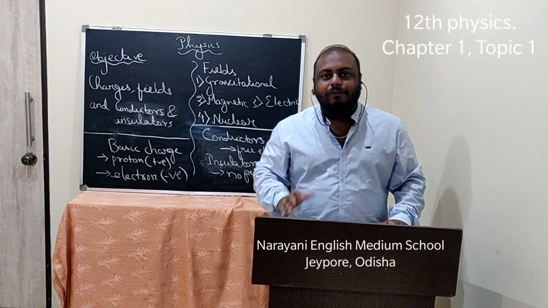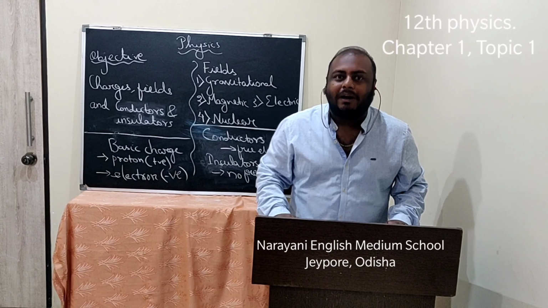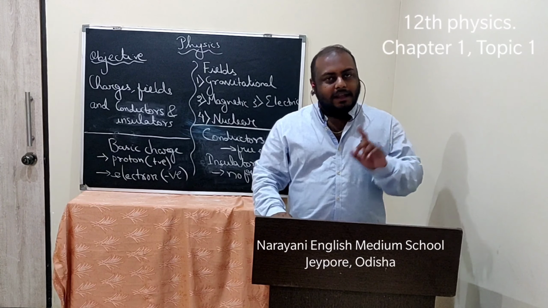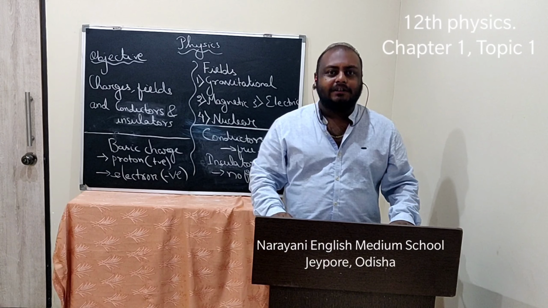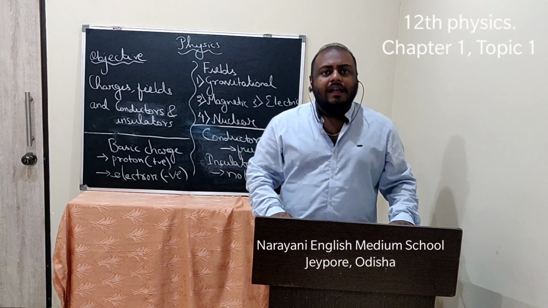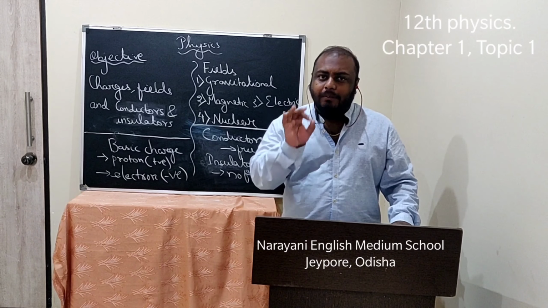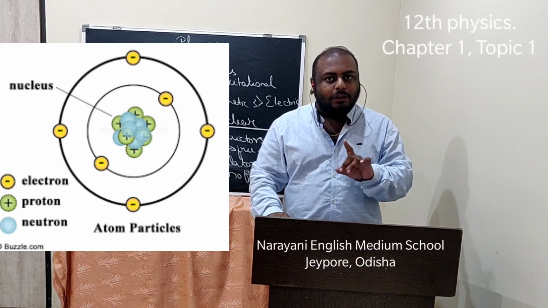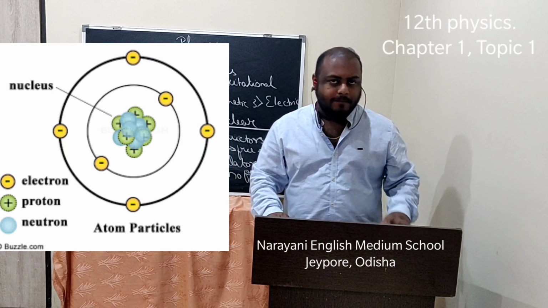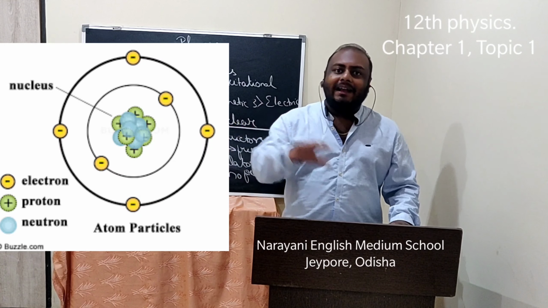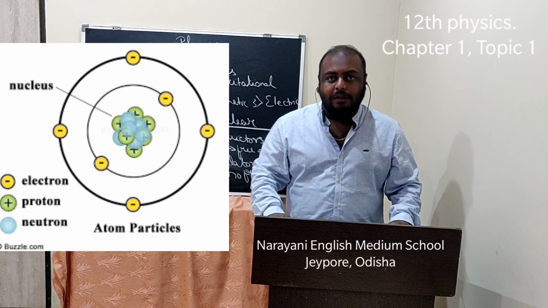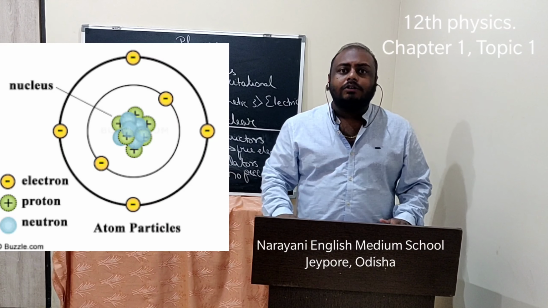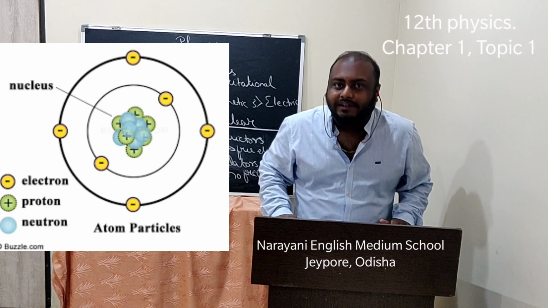So, if I have a negatively charged particle, then it has an excess of electrons. If we have a positively charged particle, it has an excess of protons. As we are already aware, every particle in the universe is made up of atoms and every atom has an equal number of protons and electrons. So, either by adding more electrons, we can make a particle negative, or by adding more protons, we can make a particle positive.